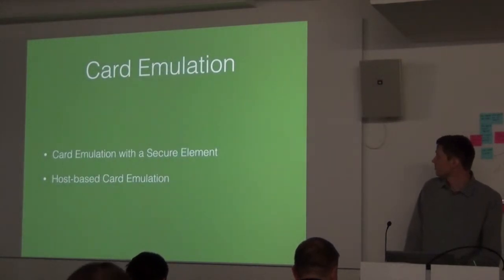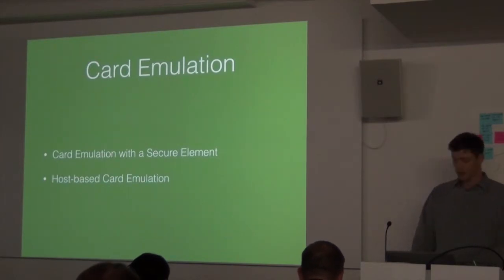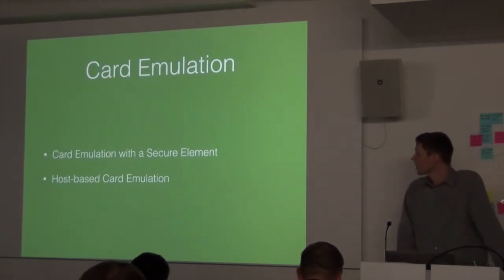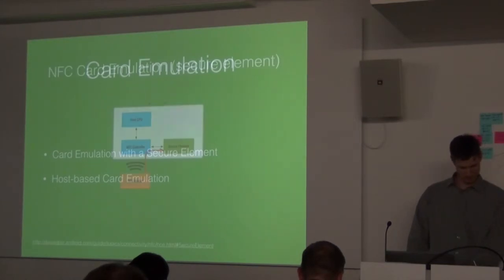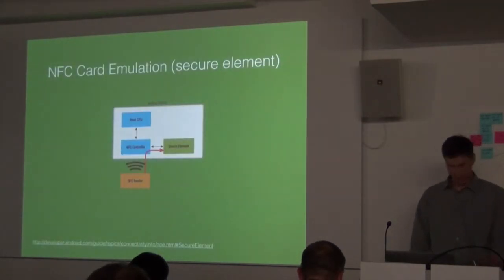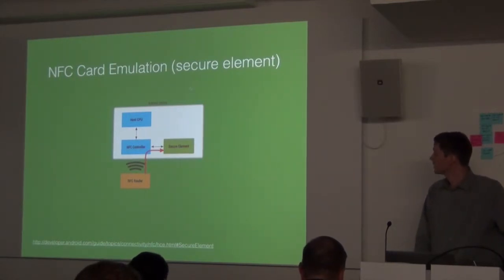So the way Google Wallet works is something called card emulation. You can do either card emulation with a secure element or a host-based card emulation. Before KitKat, the only way to do it was a host-based card emulation. This next slide will offer some explanation of this. So this is with the secure element.